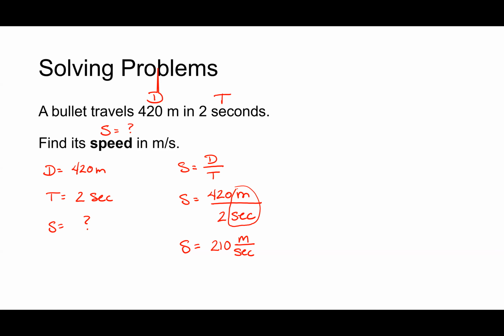For speed? Yes. So you're always going to include a label with any answer in the speed section of this unit, because we're either going to be finding distance, time, or speed, right? If you're finding speed, then you need a distance per unit of time label. So meters per second, miles per hour, kilometers per hour, whatever. So yeah, you'd have to include that label.